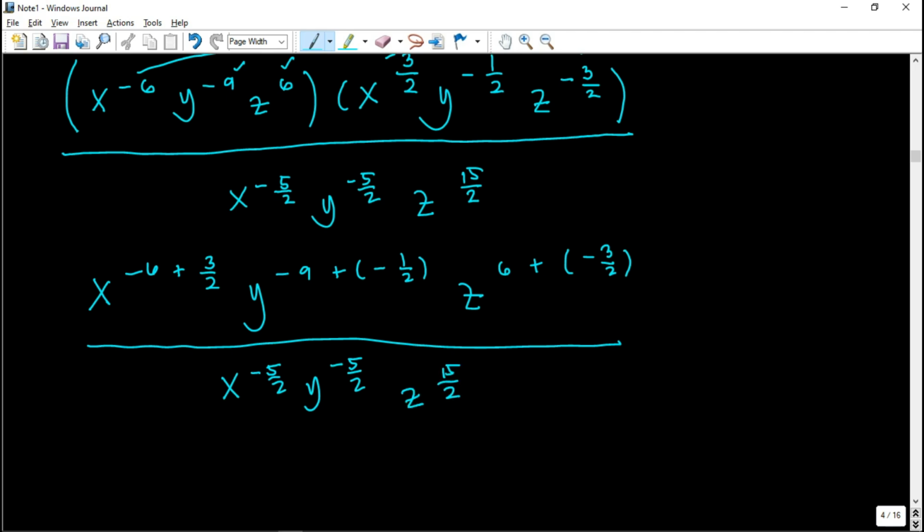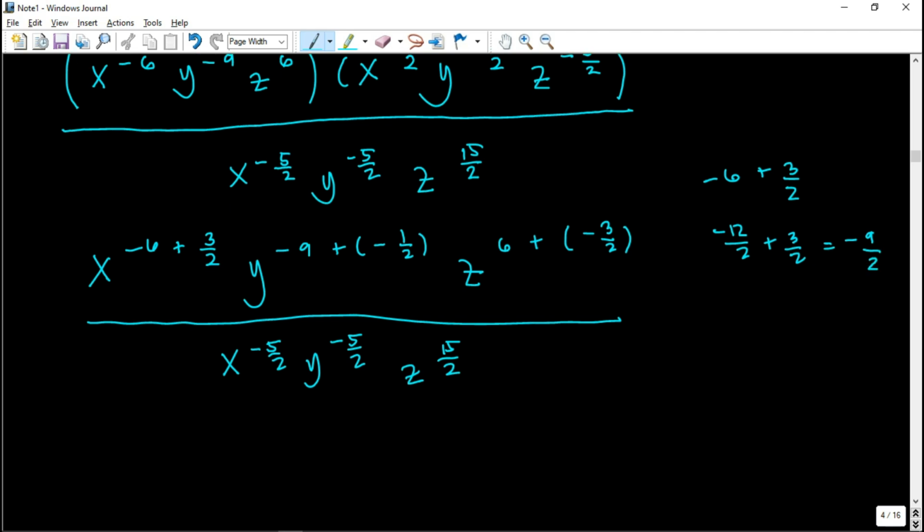Let's simplify these exponents. So, negative 6 plus 3 halves. This is a fraction. Our LCD is 2, so we multiply 2 over 2 to the negative 6. This becomes negative 12 over 2 plus 3 halves. Negative 12 plus 3 is negative 9. So negative 9 halves. So this is x raised to negative 9 halves. Okay, for y.